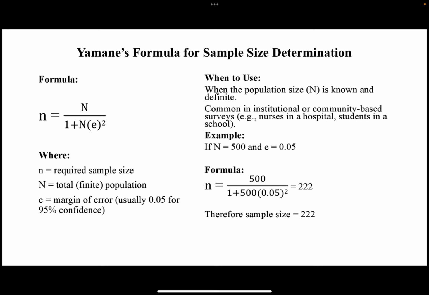Now, let's look at practical examples. Let's work out some examples. For example, you are going to do a study, maybe among nurses, among students. You have a total population. You know the population. Let's say the population N is 500. So the population size for your target population, that is the capital N, is 500. And let's say you want to use a confidence of, let's say, 95.